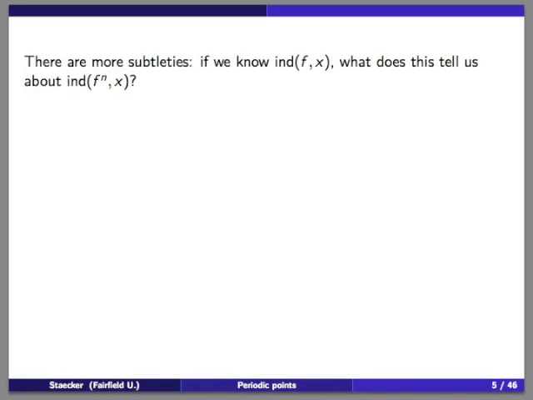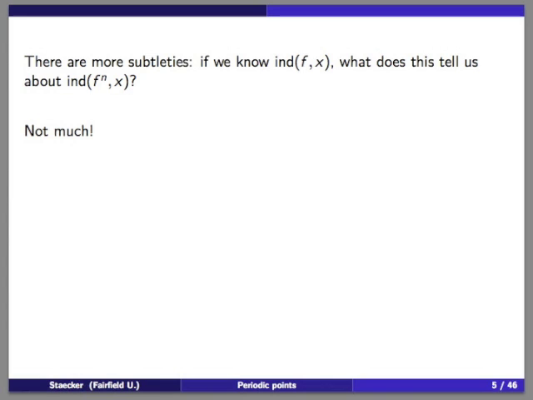There are some more subtleties, some more surprises. How do the fixed point indices depend on iteration? If you know the index at a particular point, what does this tell you about the index of the iterations? You might think that if the index is some constant, then the index of the next iterate will be that constant to some power or something like that. Turns out nothing like that is true.